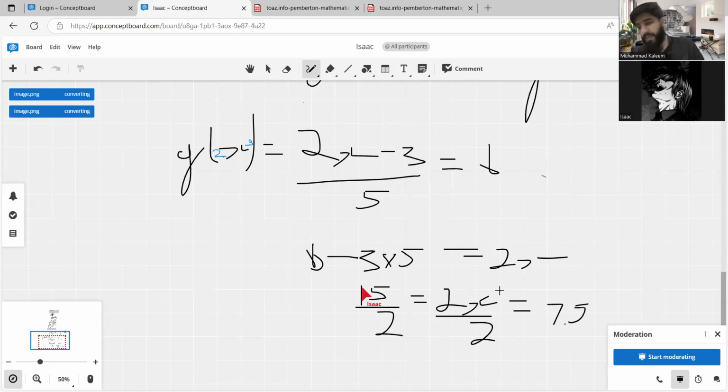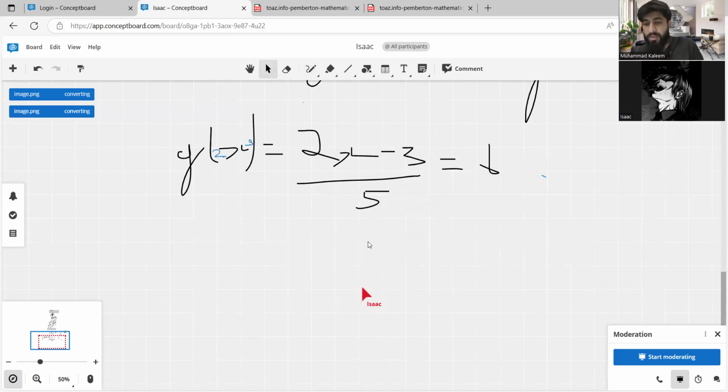What are you doing? Don't you think firstly we will take 5 to the other side? On the other side, 5 will be in multiplication. So 2x minus 3 is equal to 6 times 5 because 5 was in division. So it will become 30, right? 2x minus 3 is equal to 30. Then 3 will be taken to the other side, where it will be in addition. So it will be 33.